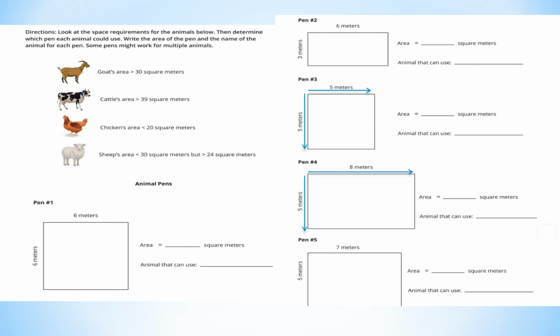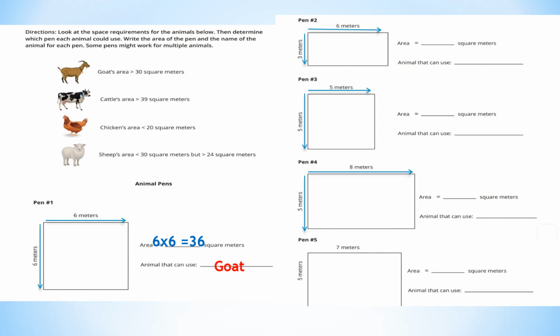So the area is 6 times 6 equals 36. 36 is suitable for which animal? Yeah, for the goat, because the goat wants a pen that is greater than 30. So 36 is greater than 30, so we will put the goat.